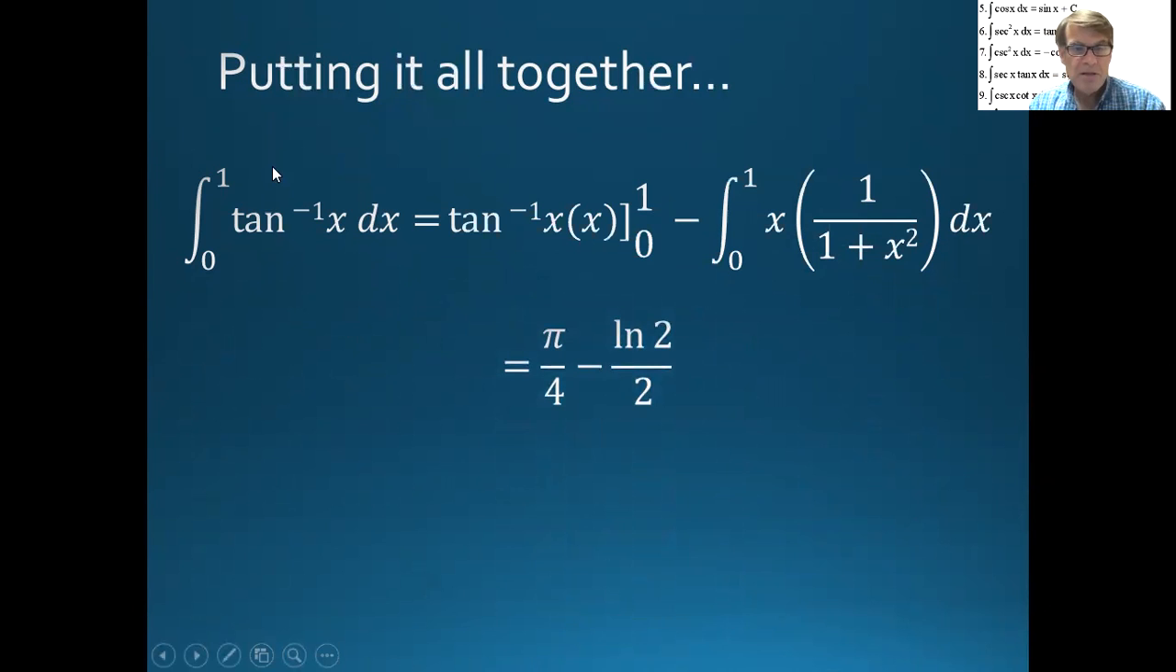And so there you have it. That monstrosity, the integral from 0 to 1 of the inverse tangent x dx, is going to equal pi over 4 minus the natural log of 2 over 3. I mean, over 2. Well, whew, I'm tired. I think I'm going to go take a nap. This has been another example of integration by parts.